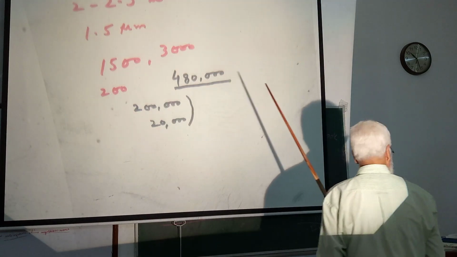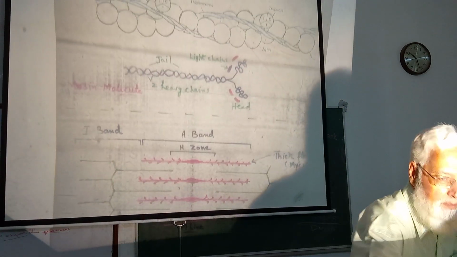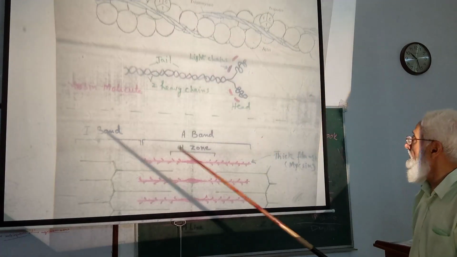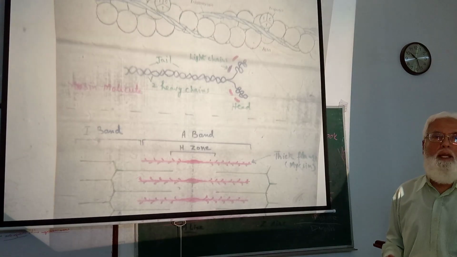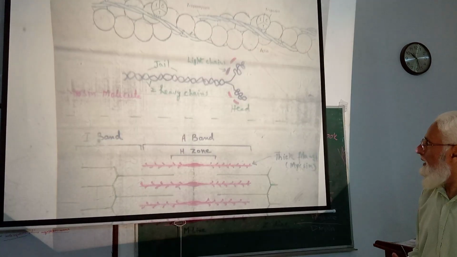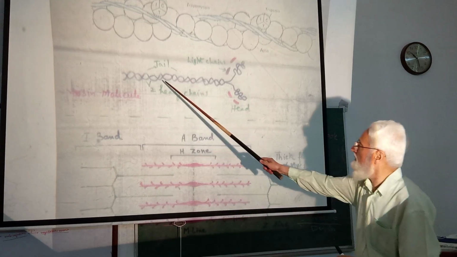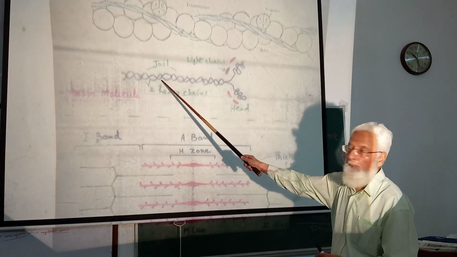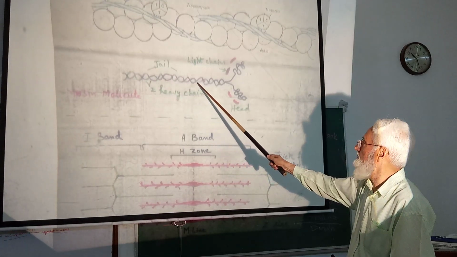The two heavy chains are wrapped together to form a double helix, a double spring. So two heavy chains are wrapped together to form a double helix.